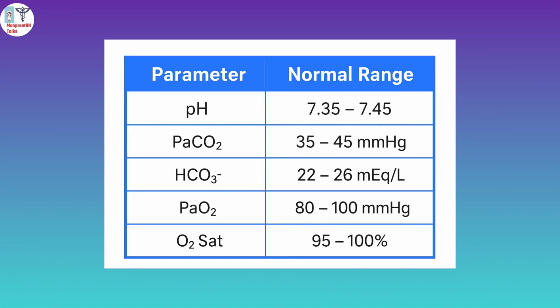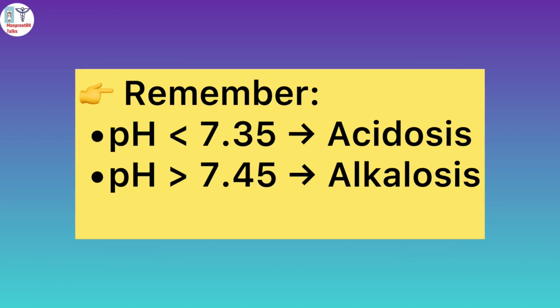The normal pH value is 7.35 to 7.45. PaCO₂ is 35 to 45 mmHg. HCO₃ is 22 to 26 milliequivalent per liter. PaO₂ is 80 to 100 mmHg, and O₂ saturation is 95 to 100%. Remember, if the pH is less than 7.35, that means it's acidosis. If pH is more than 7.45, it is alkalosis.